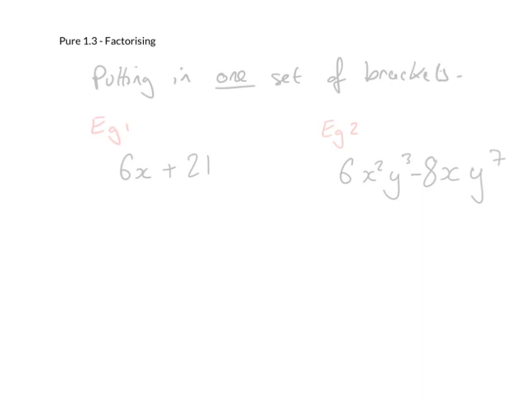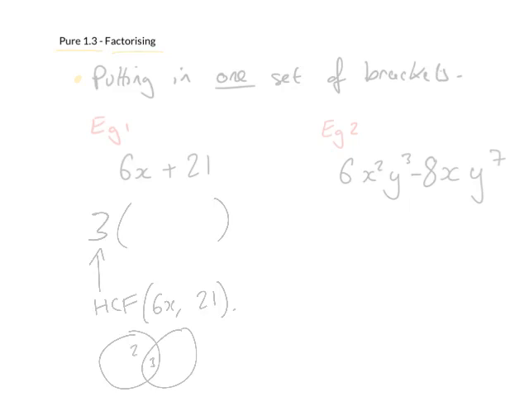Hello, we're looking at Pure 1.3, factorizing. So in your notes we're going to be looking at the skill of putting in one set of brackets. This is the standard factorizing you'll know from GCSE, where you find the highest common factor of the two terms that you are factorizing. In this case, 6x and 21.